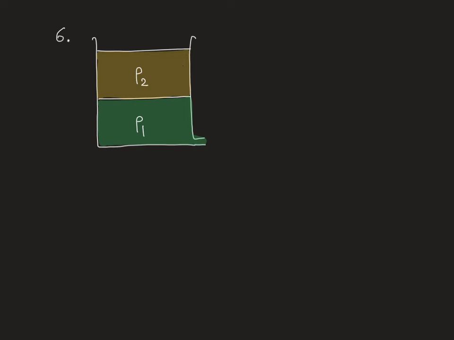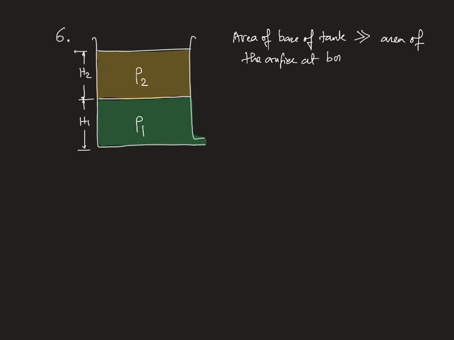So here in a vessel you are having two liquids of densities rho 1 and rho 2, having levels H1 and H2 respectively, and the area of the base of the tank is much greater than the area of the orifice at the bottom of the tank. Now, in this case, find the velocity of efflux.